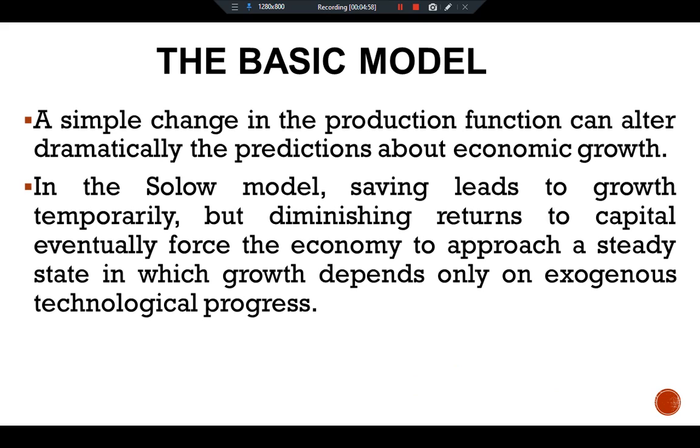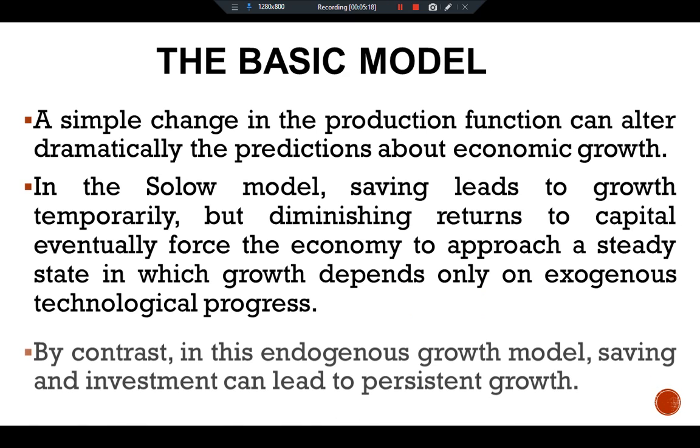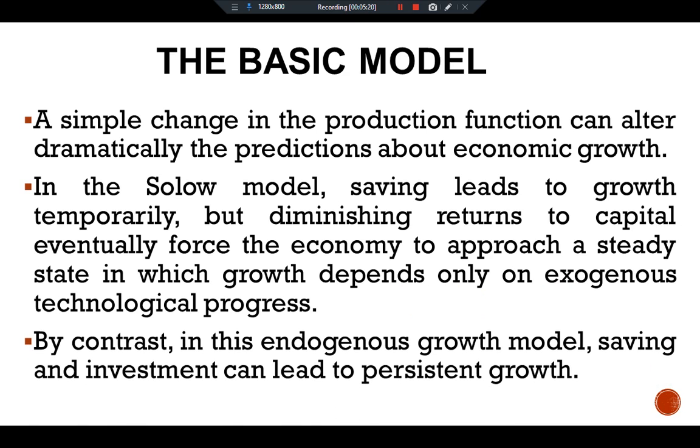In the Solow model, saving leads to economic growth temporarily, but diminishing returns to capital eventually force the economy to approach a steady state in which growth depends only on exogenous technological progress. By contrast, in this endogenous growth model, saving and investment can lead to persistent growth.